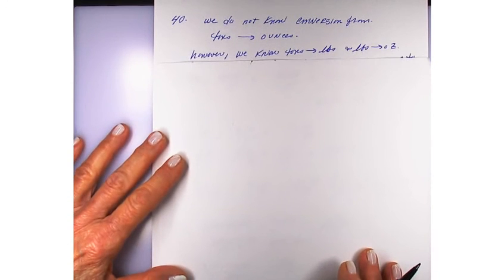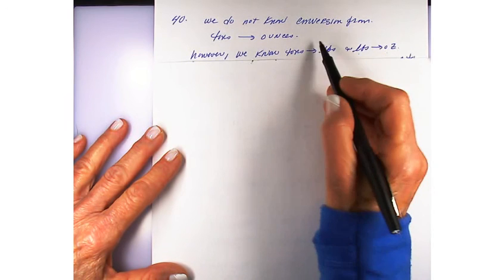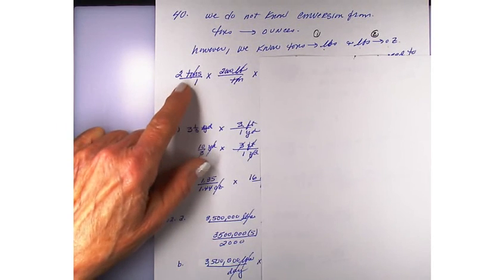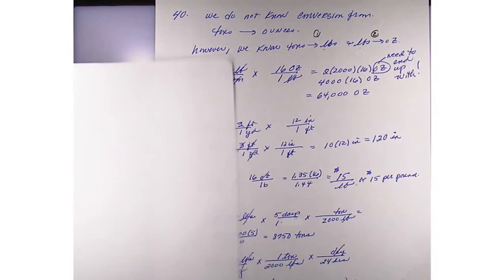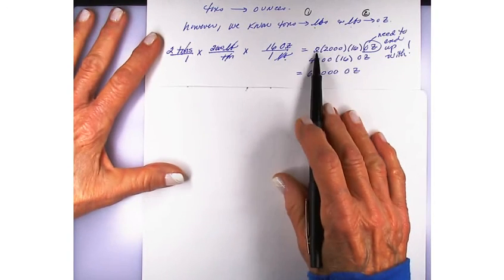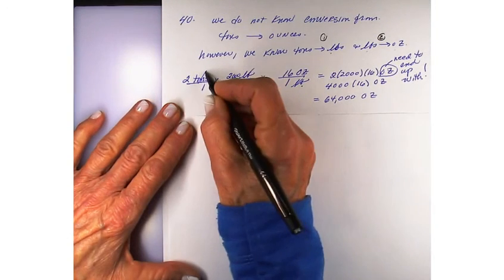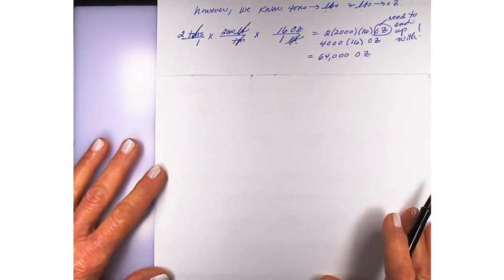So let's look. On number 40, it says we do not know conversions from tons to ounces. However, we do know tons to pounds, and we know pounds to ounces. So this is conversion 1, and this is conversion 2 here. So let's look. Tons to pounds. I want to get rid of the word ton. I want pound to come in. And then I want to get rid of the word pound, and in comes ounce. So I have 2 times 2,000 times 16. I need to end up with ounces. Do you see? The tons canceled, the pounds canceled, and I have 64,000 ounces.